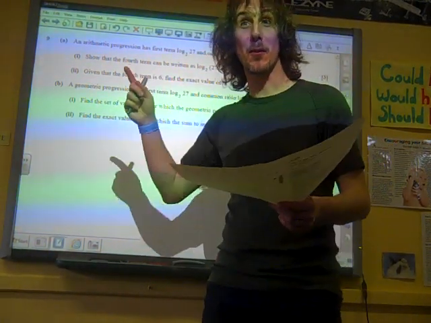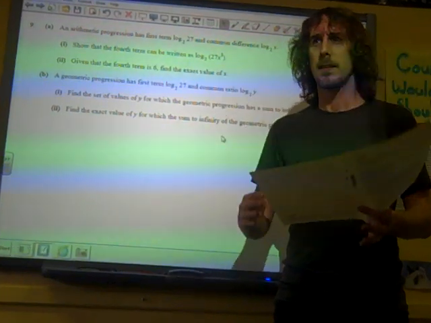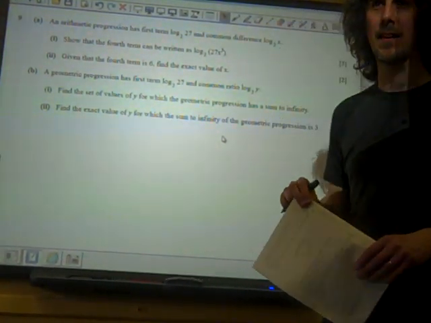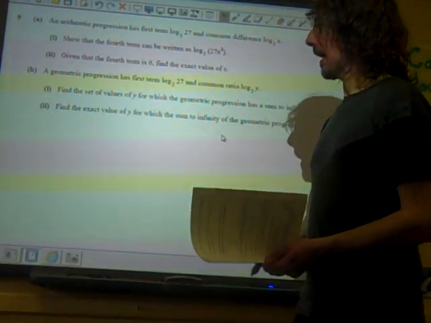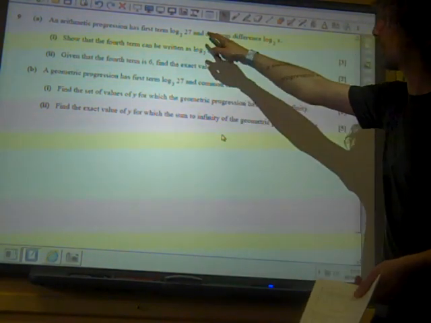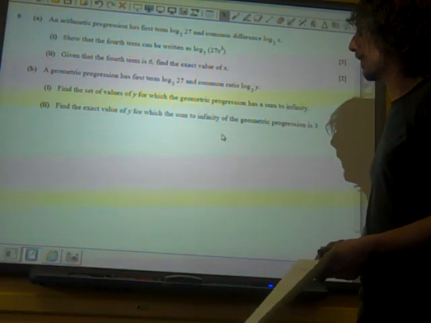Good. So now we're on question 9, which is this fantastic thing of logs and series all wound up together like a great roller coaster of maths fun. An arithmetic progression has first term log base 2 of 27 and common difference log base 2 of x. Show that the fourth term can be written as that.